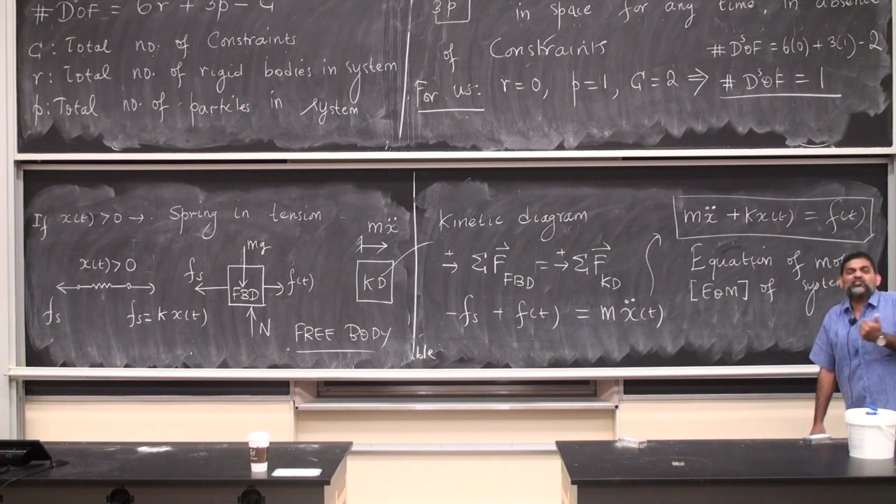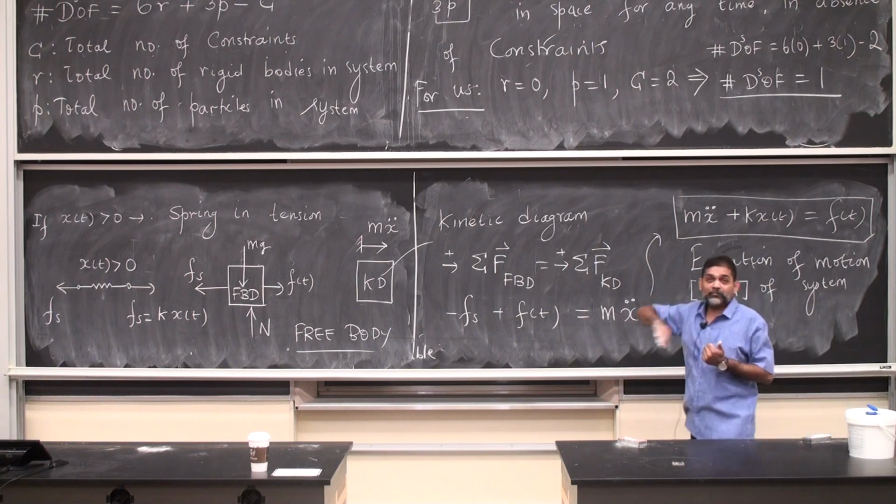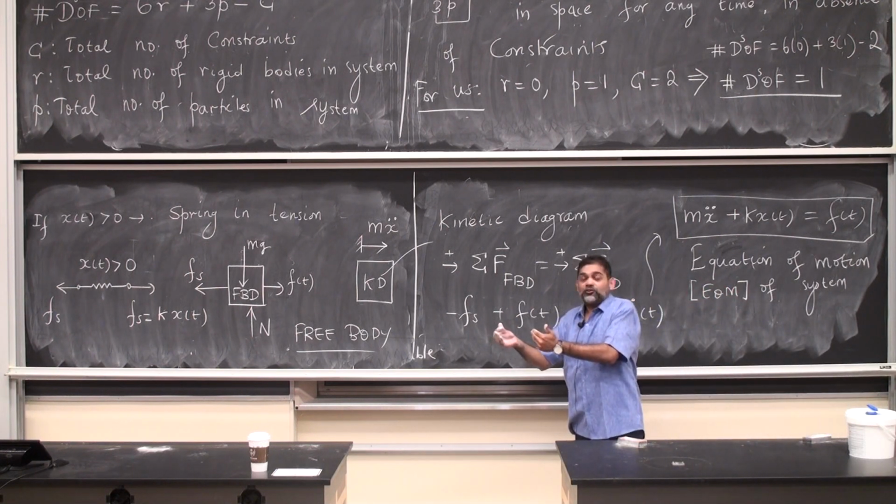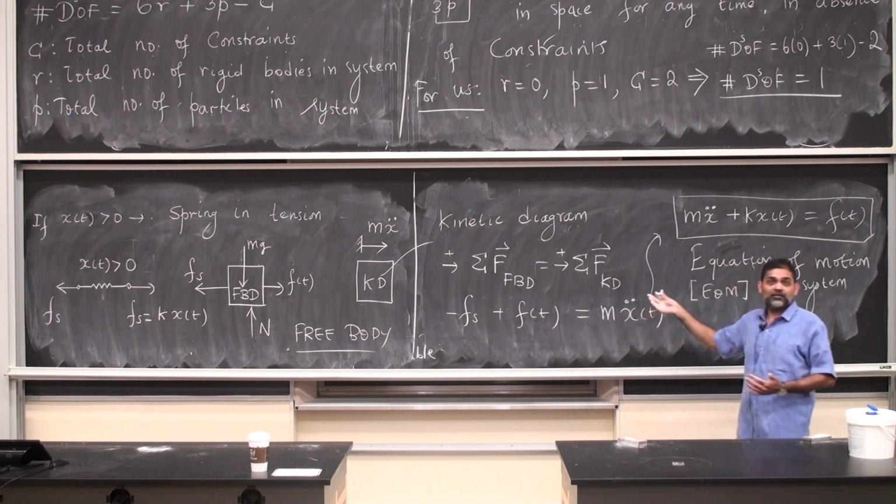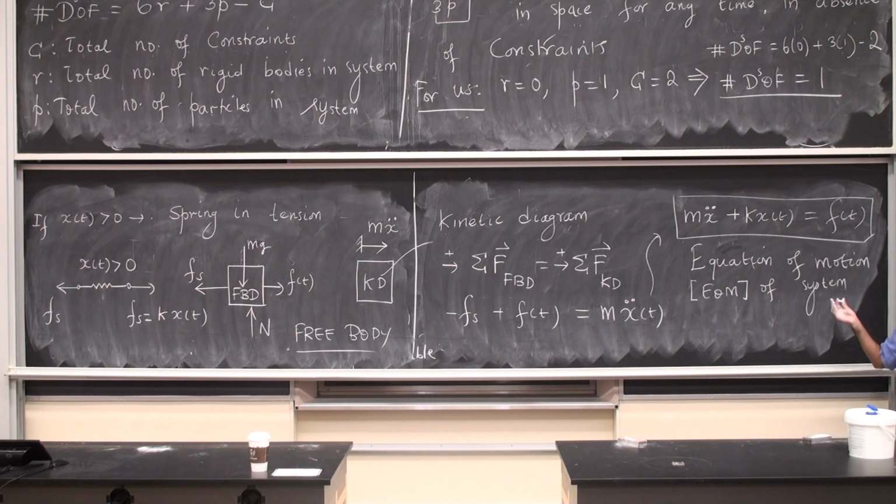So we are at the last step of the system dynamics process. We have had the physical model, which is the spring and a mass. We have applied Newton's laws, which is essentially balance of forces, and we've come up with a mathematical model. All we need to do is solve it.